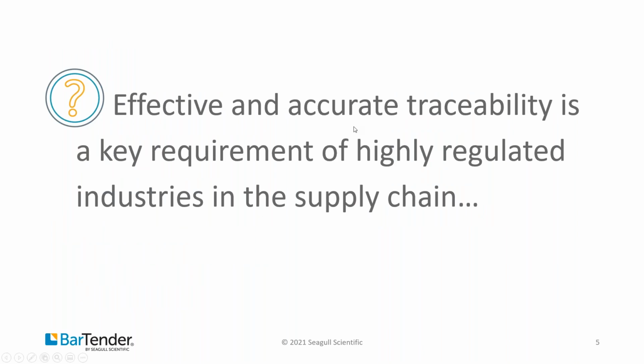So traceability. Effective and accurate traceability is a key requirement of highly regulated industries in the supply chain. And of course, with BarTender being part of the supply chain, a key component of the applications and processes involved in the supply chain, it is important to have an accurate and reliable log of actions that have taken place for later review.